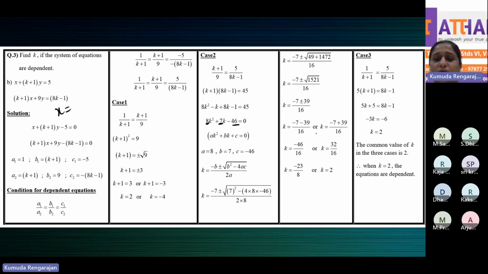So substitute and you can see here. I'm sure you know how to work it. Plus or minus root of 1521. This is 39, so plus or minus 39. First you work with whichever; I have worked with minus 39 and then with plus 39. So like this, you get the two values of k.